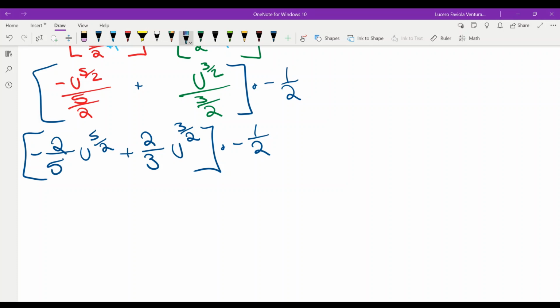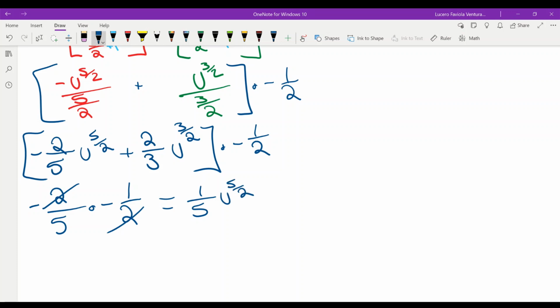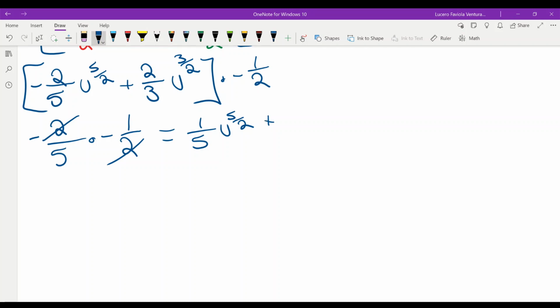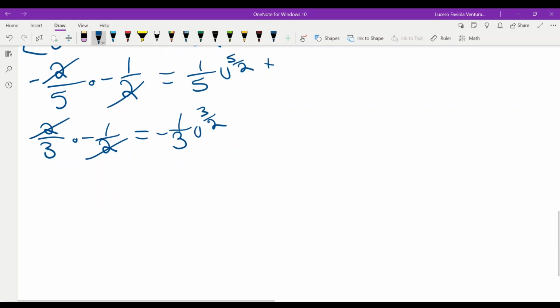Now I'm going to bring them out so it's easier to visualize what we're doing when multiplying this. So negative 2 over 5 times negative 1/2 is equal to positive 1/5. And then we'll do the same for the other side. So we have 2 over 3 times negative 1/2. The 2's cancel out, and we are left with negative 1/3 u to the power of 3 over 2.